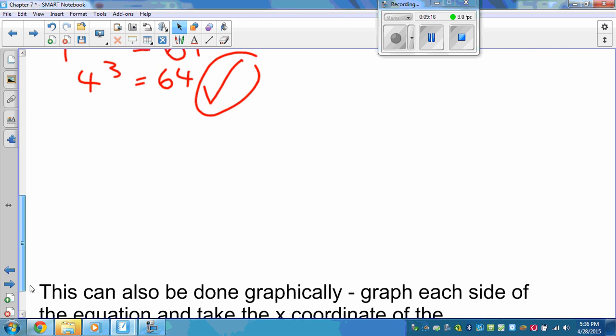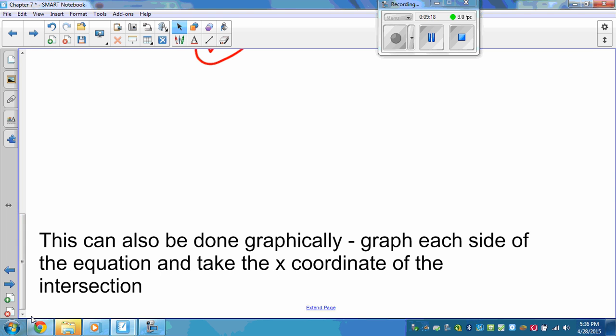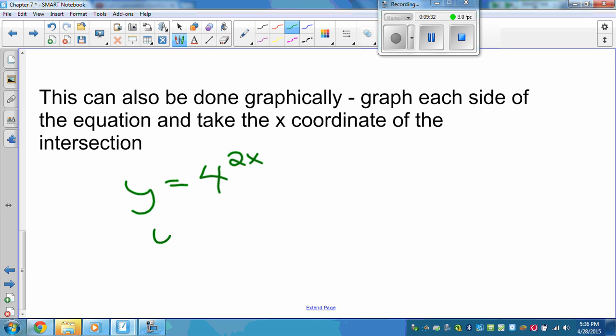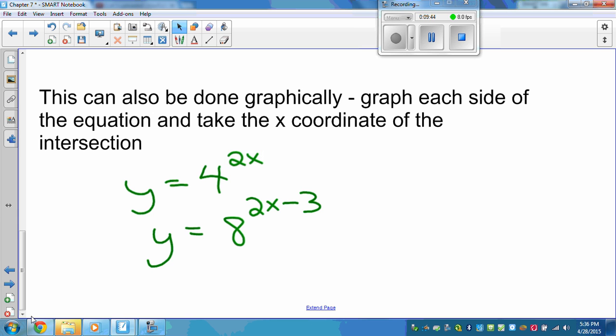Another way that we can solve is graphically. We can graph each side of the equation and take the x coordinate of the intersection. So I could have graphed y equals 4 to the 2x, and my second graph would be y equals 8 to the 2x minus 3. Graph both sides and take the x coordinate of the intersection. So I'll spend a second doing that.